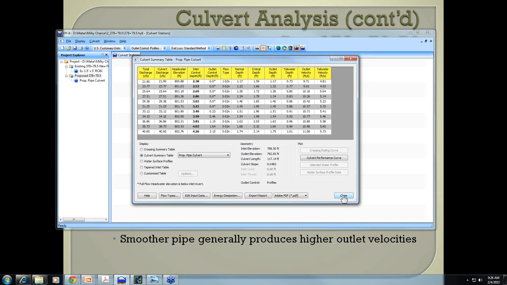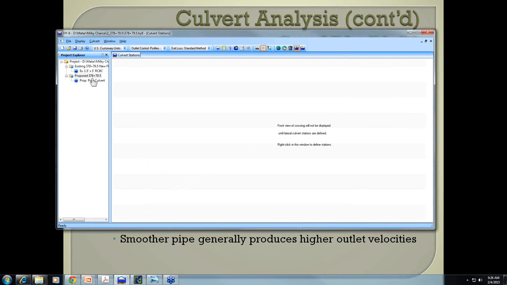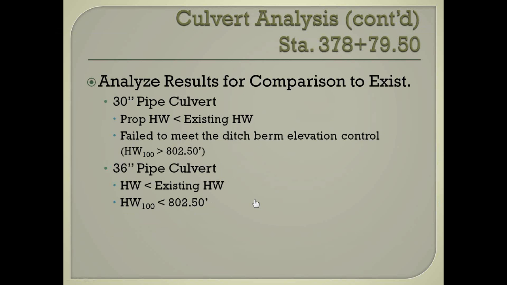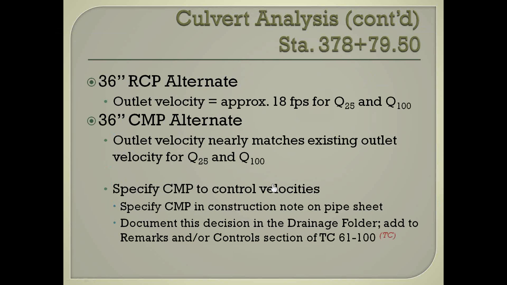It turns out for the 30-inch pipe that the headwater data is below 802.5 for the 100-year storm, and because of that, we would not want to use that pipe for that. There's many different options we get here that you can use. Let me back up.